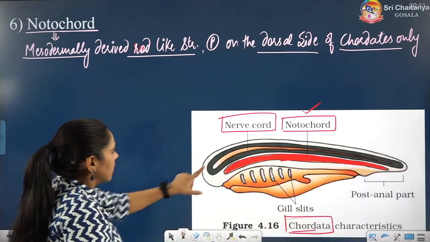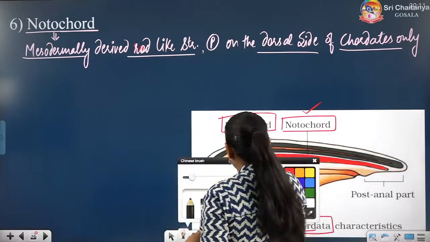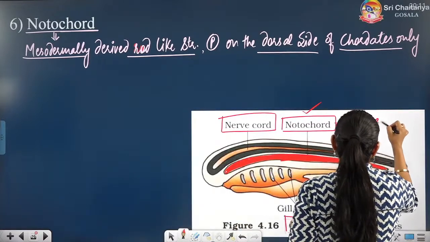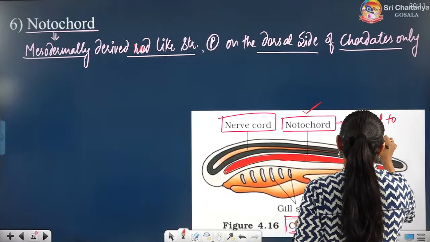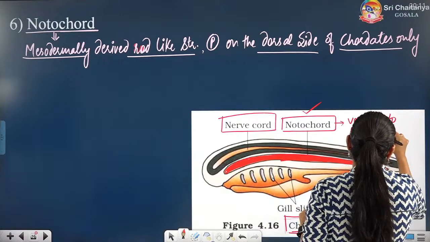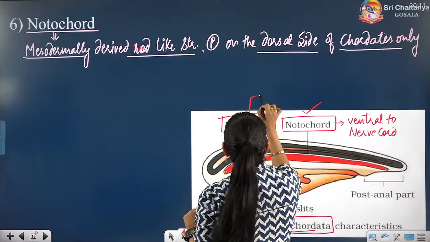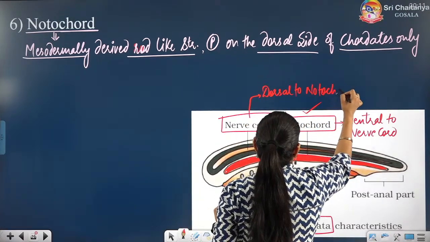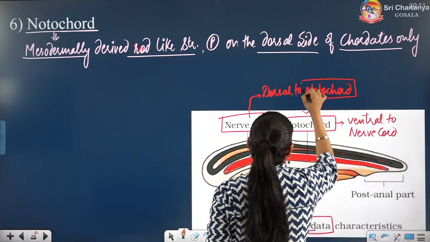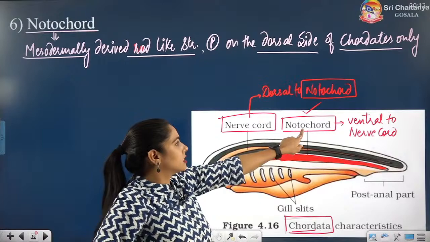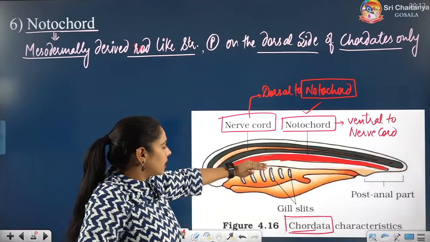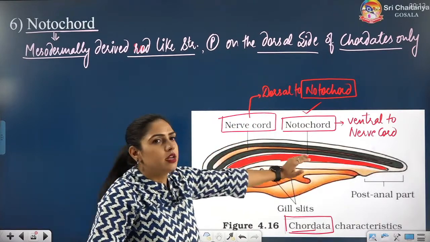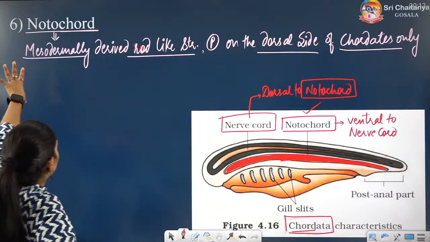Alright, so here you can simply write notochord is ventral to nerve cord. Just don't get confused, notochord is ventral to nerve cord and nerve cord is dorsal to notochord. So here we are talking about notochord and notochord is present on the dorsal side. Both are present on the dorsal side, but if we talk about the extreme dorsal, there is nerve cord and notochord is just ventral to the nerve cord. Okay, this is the difference. So that's all about the notochord.